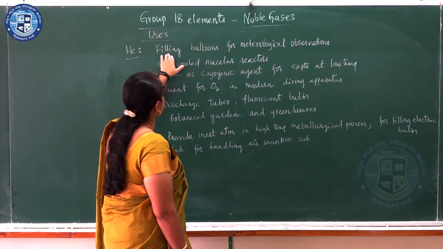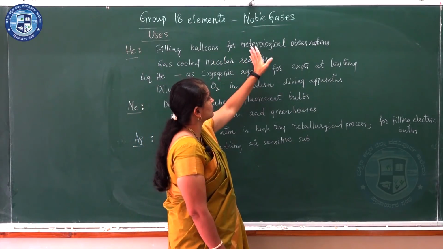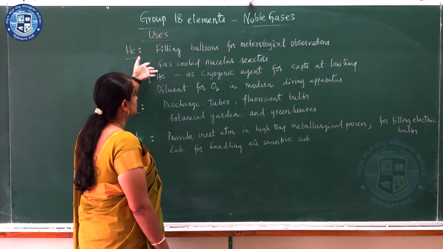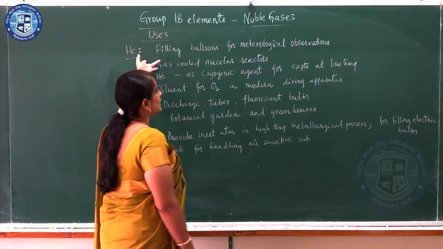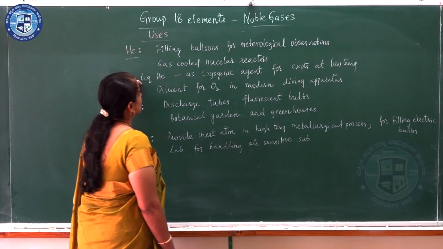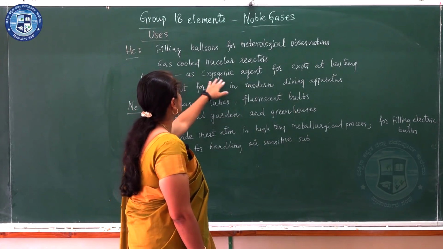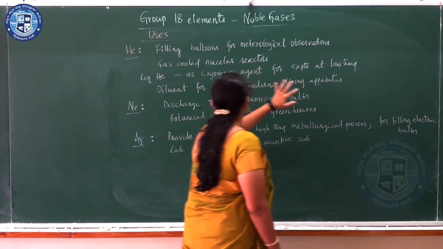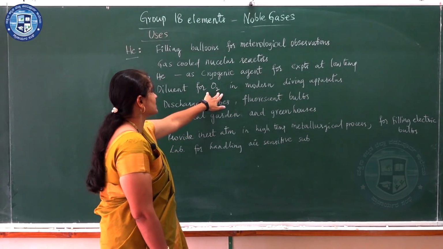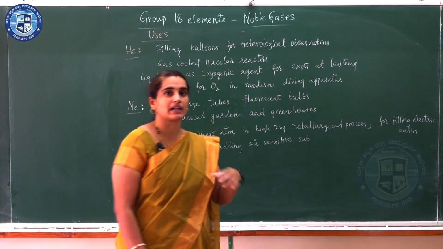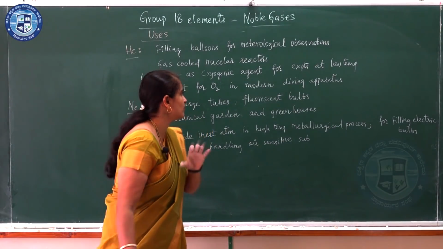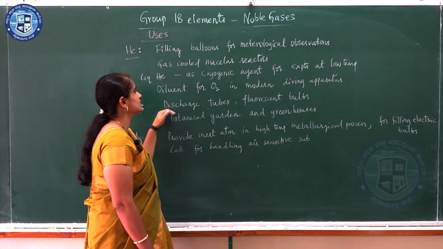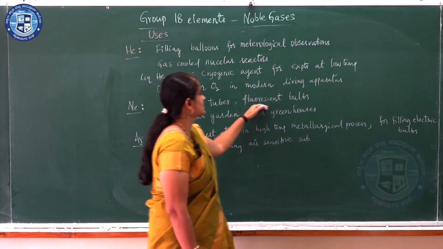Okay. So these are the 4 major uses. Being lightweight, it is used in filling of air balloons in order to observe meteorological changes taking place. It is also used in gas cooled nuclear reactors. Liquid helium, because of its very low boiling point, is used as a cryogenic agent for various experiments generally carried out at low temperature. And last, as a diluent for oxygen in modern diving apparatus, wherein helium has low solubility in blood.